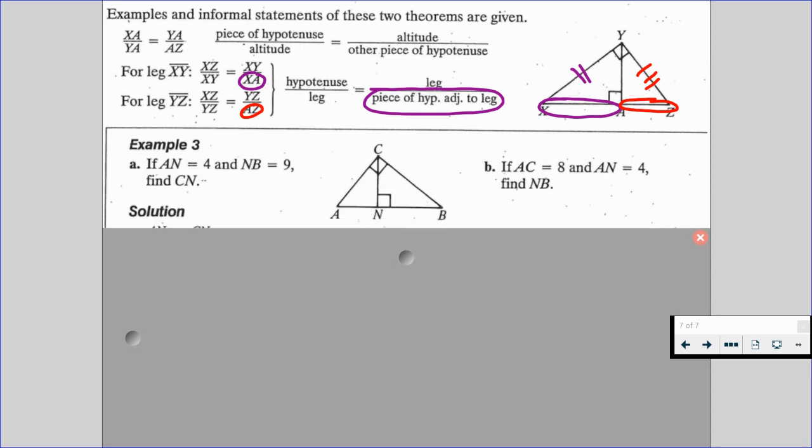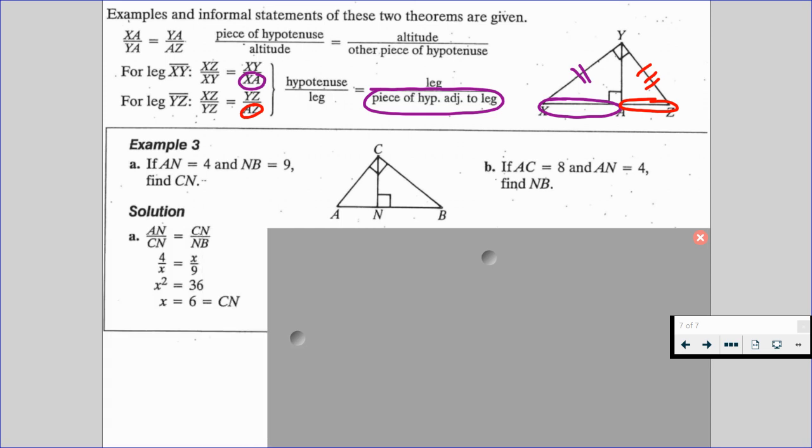So for A, if AN is equal to 4 and NB is equal to 9, we want to find CN. So the way we're going to set it up is AN over CN is equal to CN over NB. As we solve, we get that x squared is equal to 36, or we get the length of CN is going to be equal to 6.